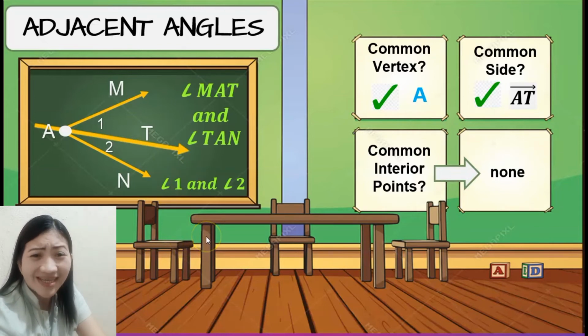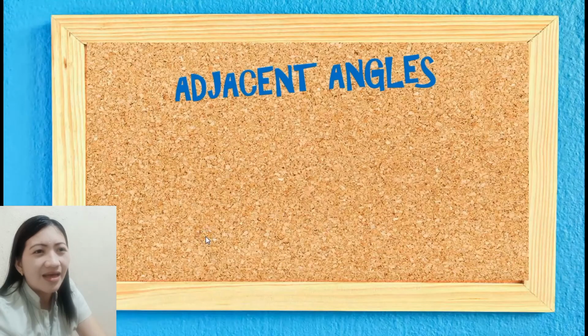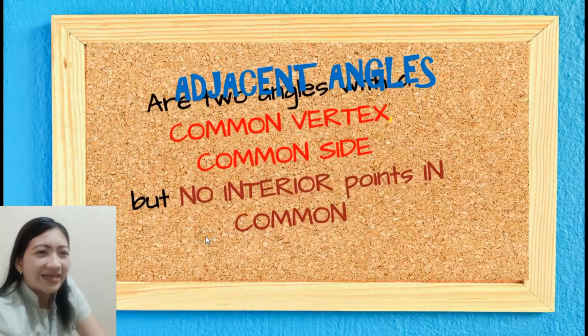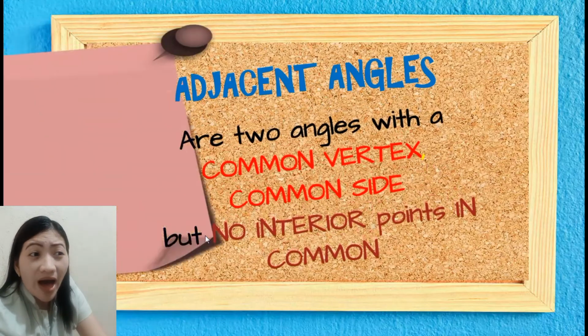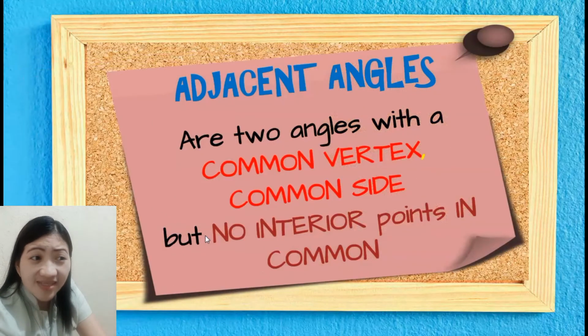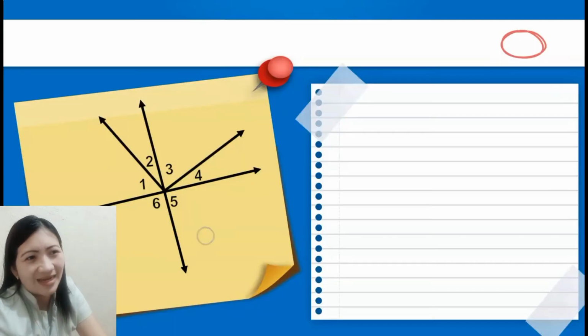Ano nga ba yung adjacent angles? So, how do we define adjacent angles? So, pag sinabi natin adjacent angles, these are two angles with a common vertex, common side, but no interior points in common. Okay? So, may common vertex siya, meron siyang common side, pero walang interior points na parehas sa kanila.